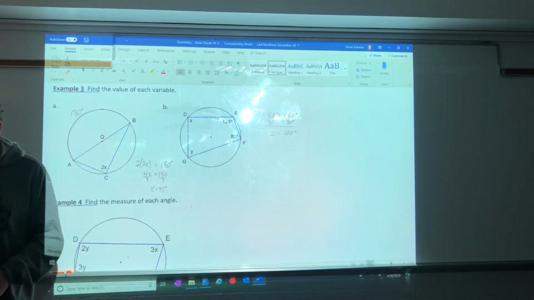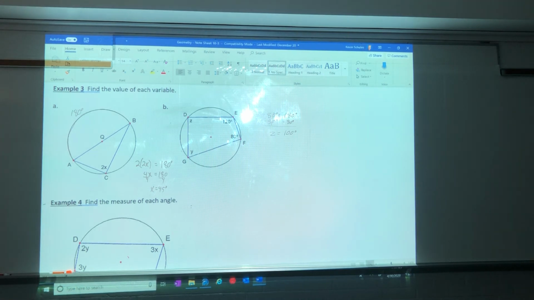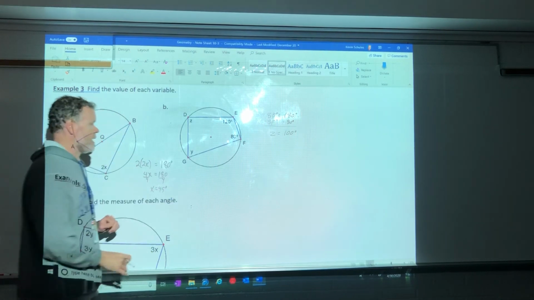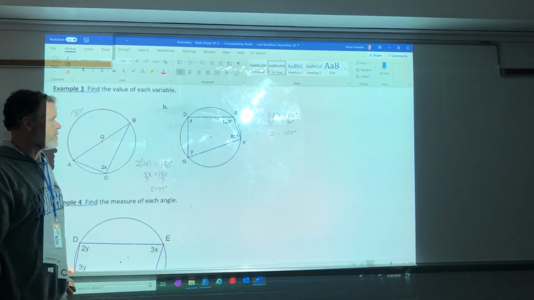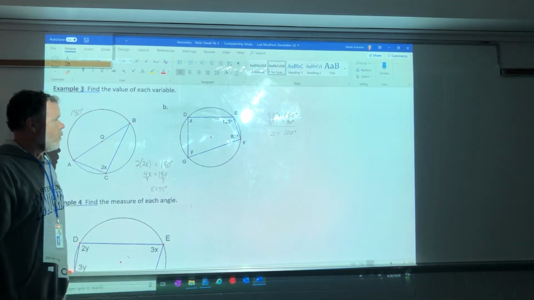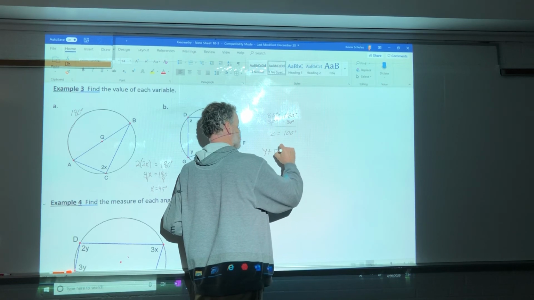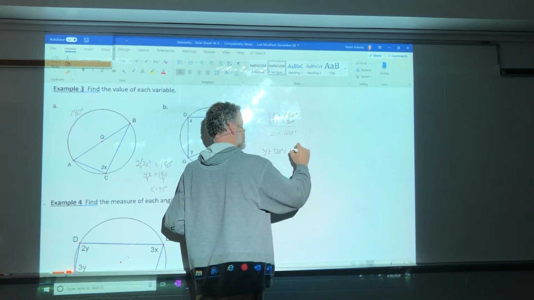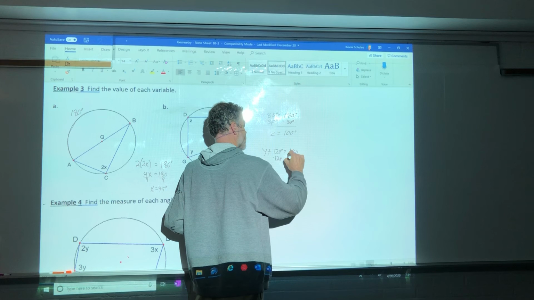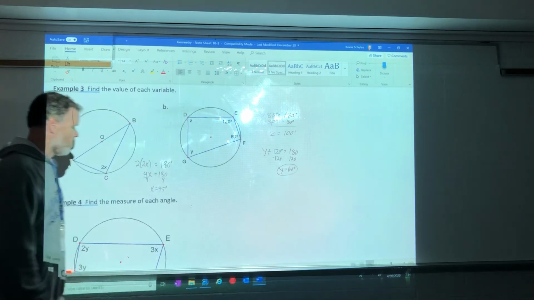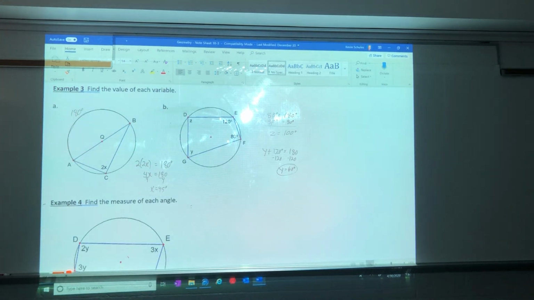And like a lot of these problems, they'll ask you for multiple things here. If you look at Y and E, they're going to be opposite angles. They're going to have to equal 180. So Y plus 120 is going to equal 180. Minus 120, minus 120, Y is going to equal 60 degrees.